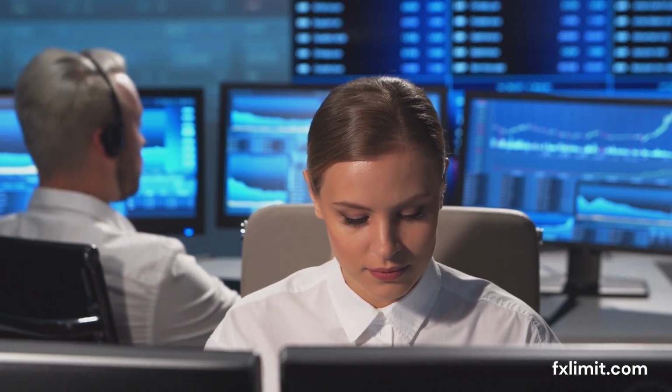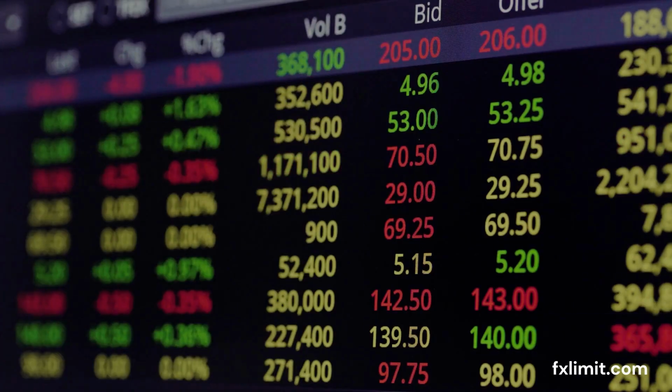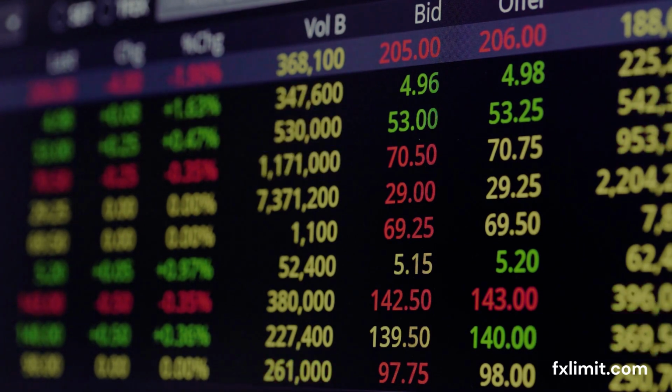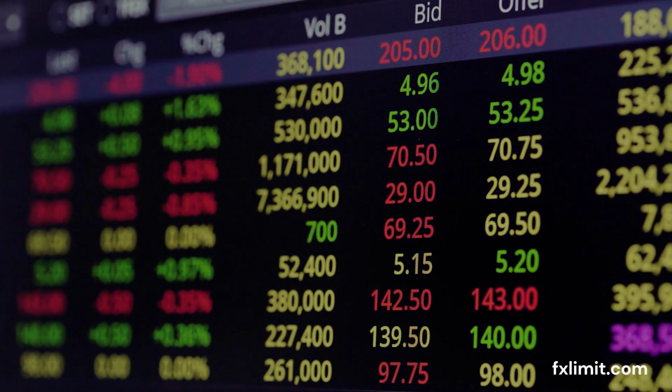In conclusion, the Money Flow Index is a versatile and valuable tool in Forex trading. It helps traders assess buying and selling pressure, identify potential trend reversals, and avoid false breakouts. By understanding and correctly interpreting the MFI, you can make more informed trading decisions and potentially improve your trading performance. That wraps up our exploration of the Money Flow Index.